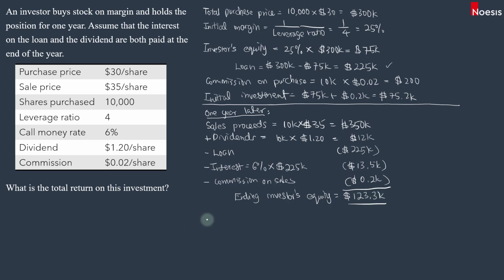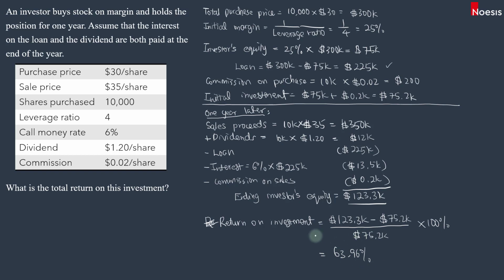So what is the return on this investment, which includes the leverage? That will be equal to the ending equity, 123.3 thousand, minus the beginning equity, 75.2 thousand, then we divide by the initial equity, then you multiply by 100%. So this will be equal to 63.96%. So this is the levered return on this investment.